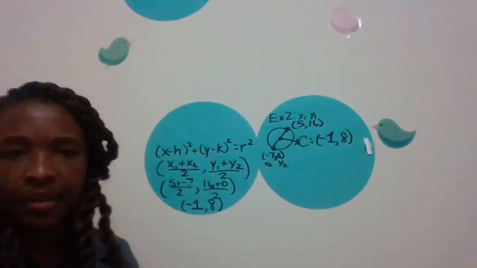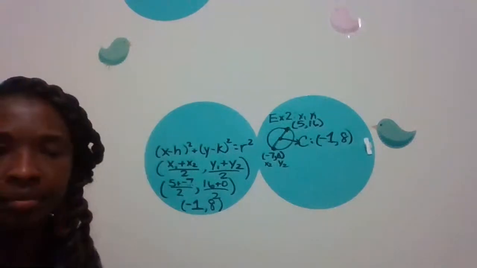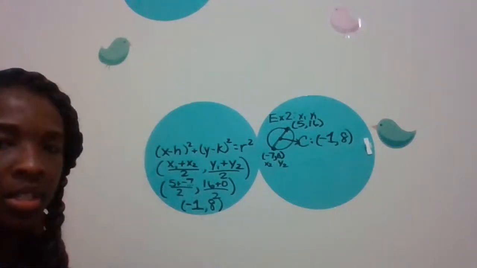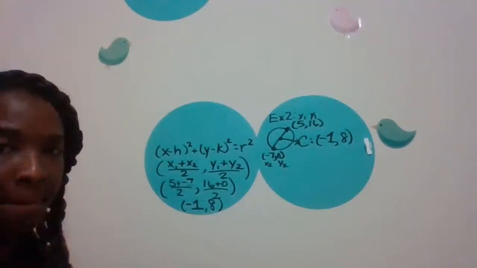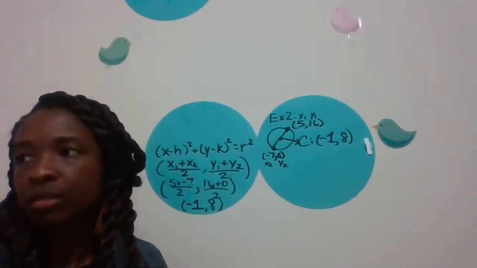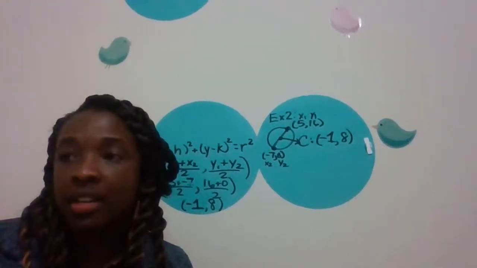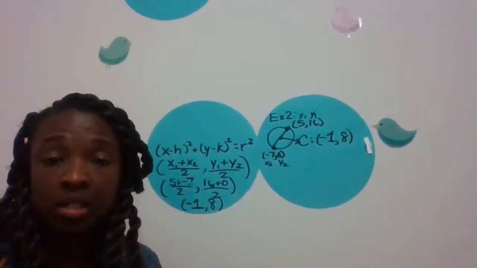That's our point. Okay. Any questions? Any questions on this? Okay, any questions on how we found the center of the circle given 2 points?